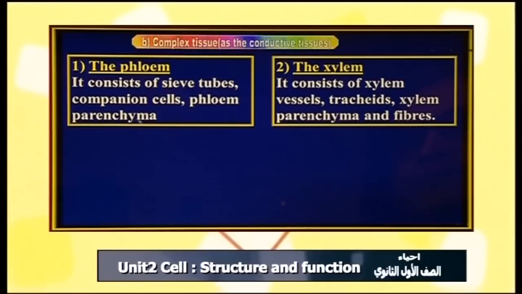The first is the phloem, the second is the xylem. The phloem consists of sieve tubes, companion cells, parenchyma, and fibers. But the xylem consists of vessels, tracheids, parenchyma, and fibers.